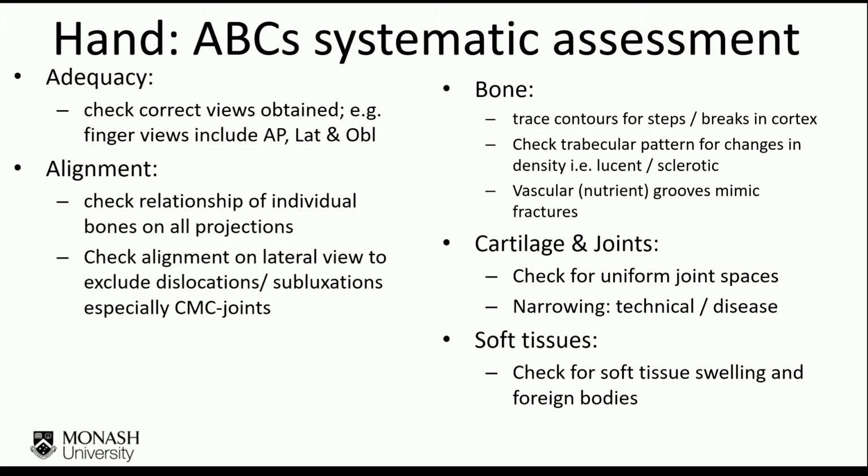So going to the ABC search strategy. For adequacy, really important that you check that you've got the correct views. For example, if you have a request for a single finger, you should always include an AP, a lateral and an oblique. And for example, if a hand is requested and they want to see where there's a fracture of the thumb, you know that you need to do dedicated thumb views.